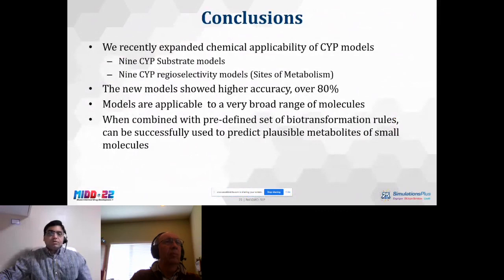Reaching the conclusion, we have built new models, expanding the chemical applicability of our CYP models by building new substrate and regioselectivity models. These models can be applied to a wide and broad range of molecules. And the most important part is that when we combine these SOM models with a predefined set of biotransformation rules, we can predict the possible metabolites correctly for these small molecules.